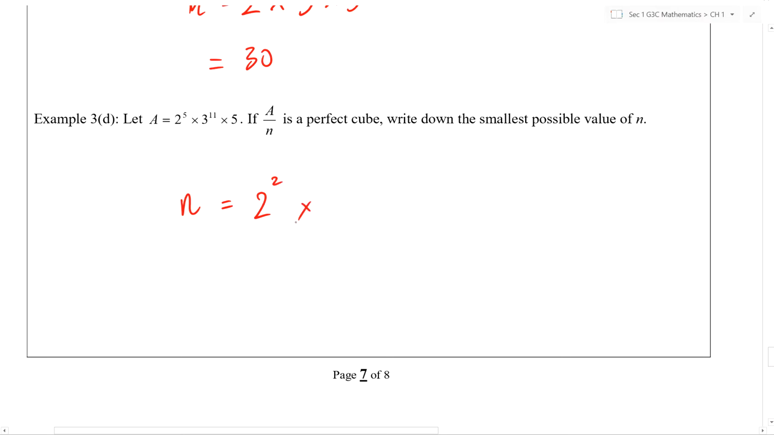I've got 3 power 11. I want it to become 3 power? 9, yeah. So I need to divide by how many 3's? 2 of them. I've got 5 power 1. I need to reduce it to become 5 power 0. So I don't want the 5 anymore. What must I do? Times 5. So work this out. 4 times 9 times 5. 180.